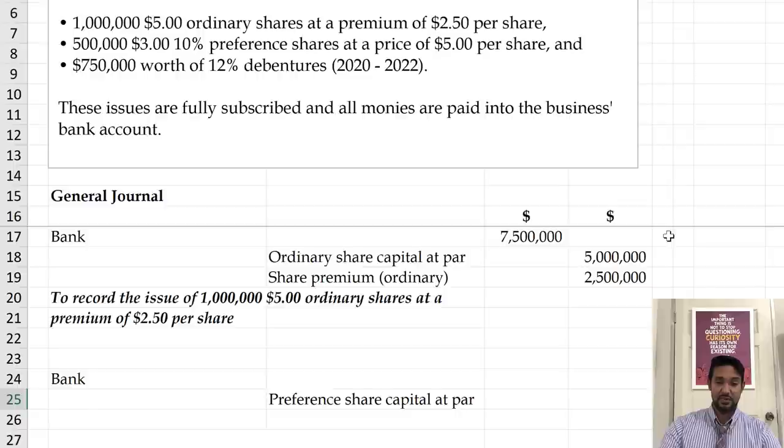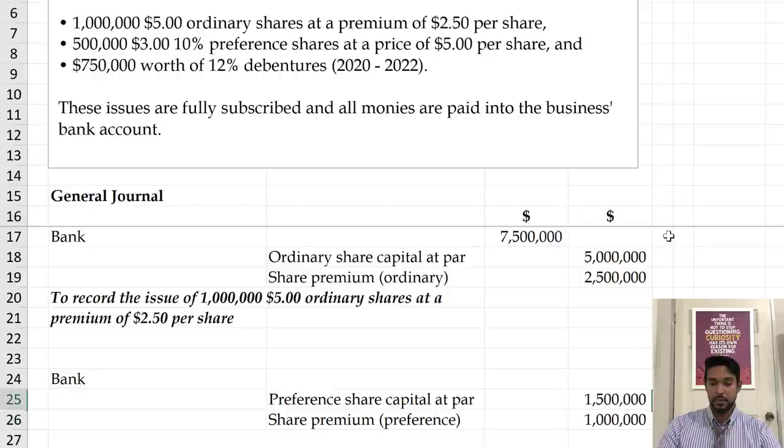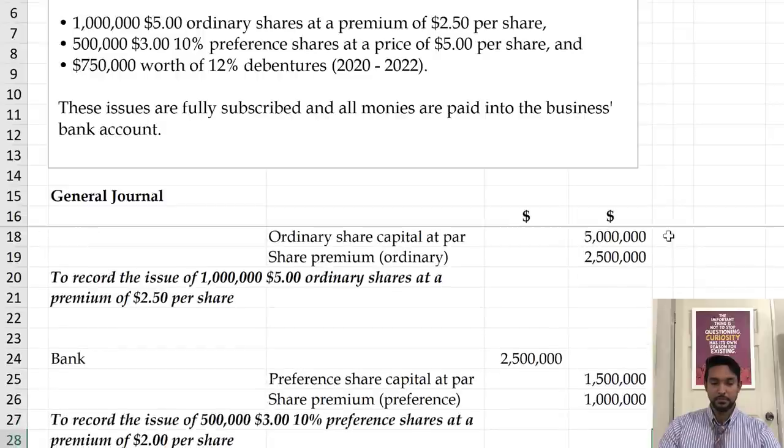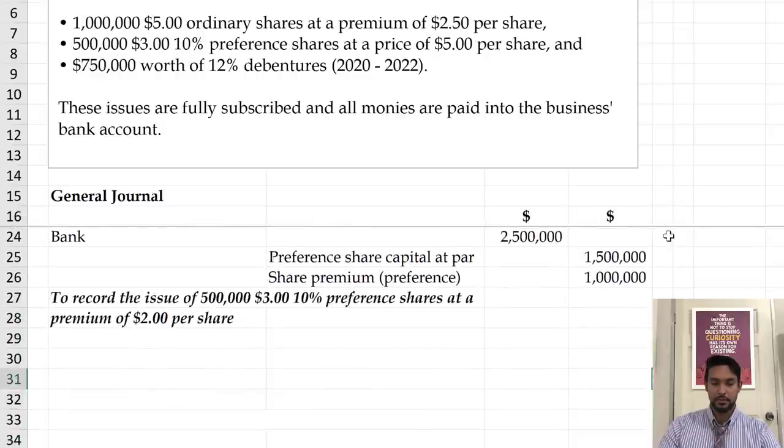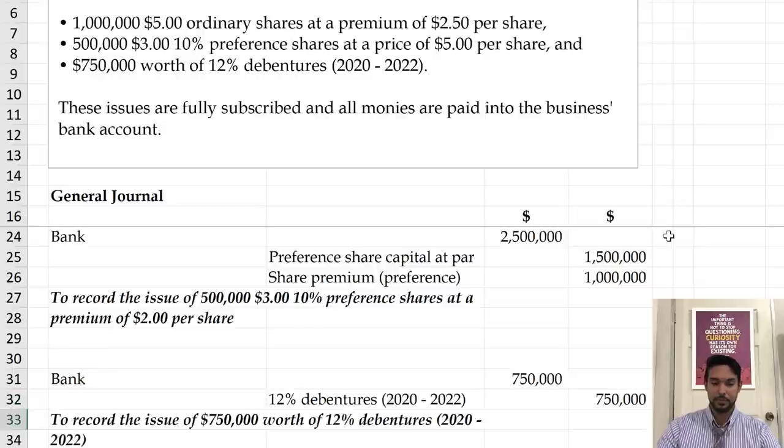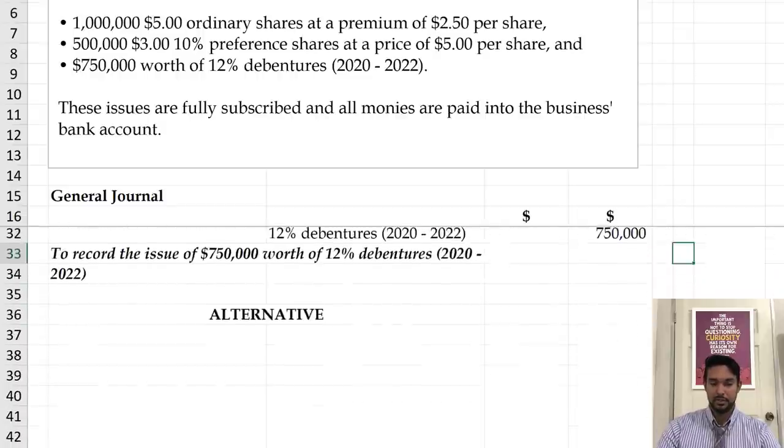So same now here, you can put the bank wording, you can then put preference share capital. So 500,000 by 3 is 1.5 million, and 500,000 by 2 is 1 million, and 1.5 plus 1 will give us 2.5. Narration, boom. All right, let's do the debentures. So bank, well, there's no calculation there. They gave us the figure 750,000 for the debentures, and the narration. Okay, now let's take a look at the compound entry.